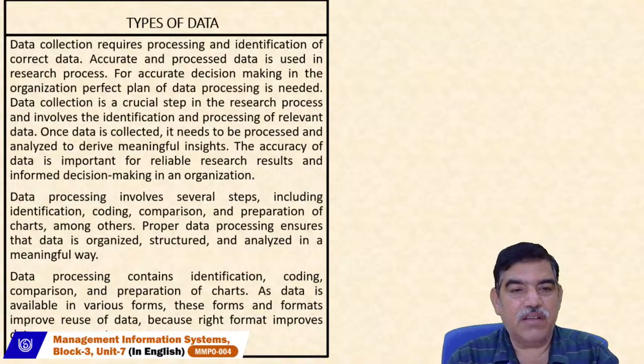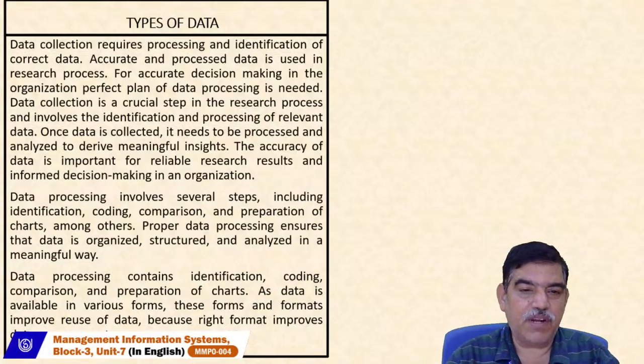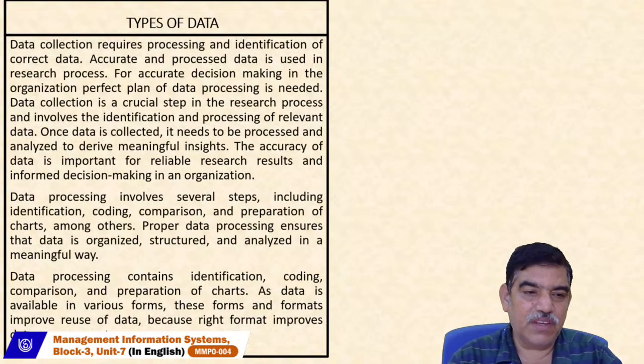And accurate data is very, very important for any prediction on the basis of different types of analysis. So data processing involves several steps, including identification, coding, comparison, and preparation of charts, among others. Proper data processing ensures that data is organized, structured, and analyzed in a meaningful way.